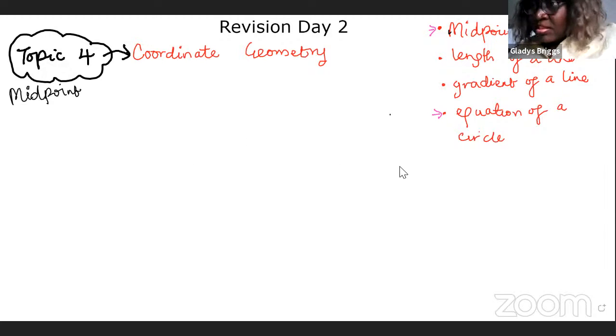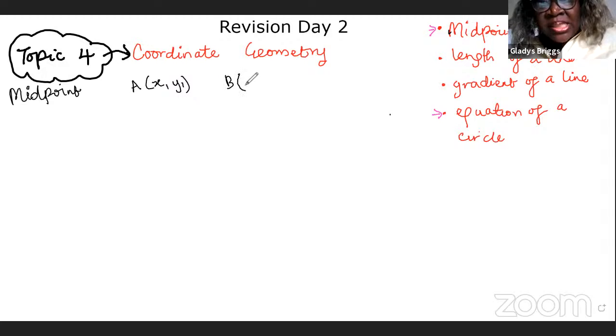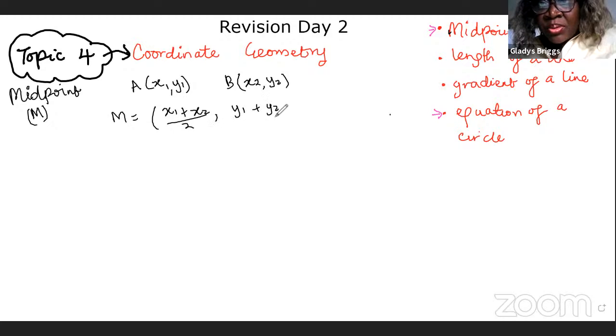For the midpoints, the formula is: if A is the point with coordinates x1, y1, and B is the point with coordinates x2, y2, then the midpoint M is equal to (x1 plus x2 over 2, y1 plus y2 over 2). Okay, so that's the formula that you need to remember.